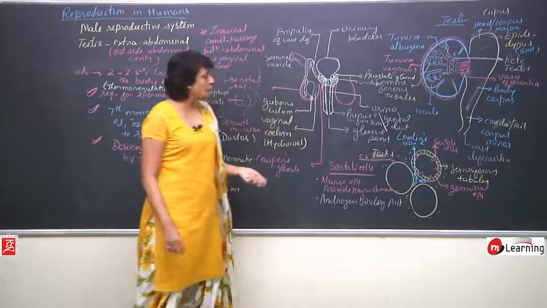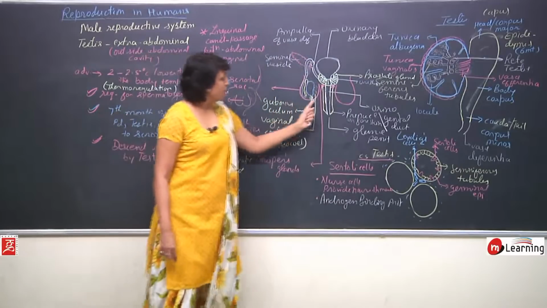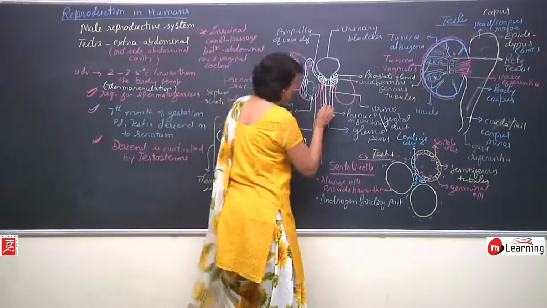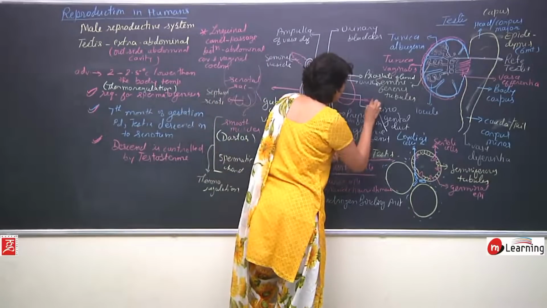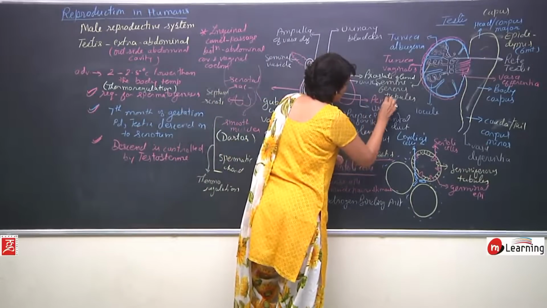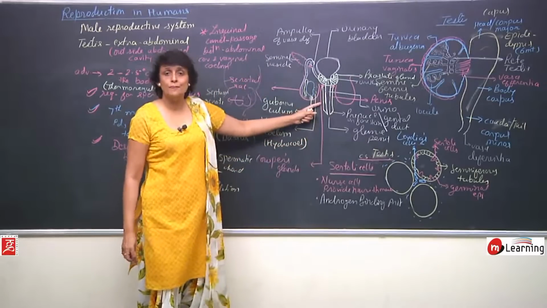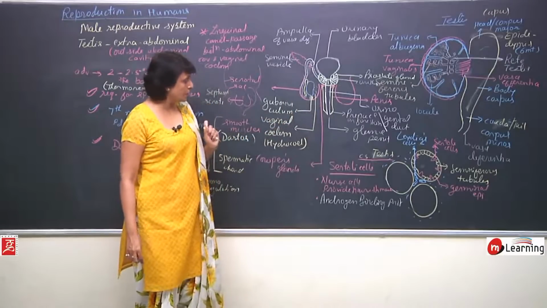Now, one more thing which we need to see is the cross section of the external genitalia. We did not label it, the structure is called the penis. So, if we take a cross section of the penis, then what is visible to us?